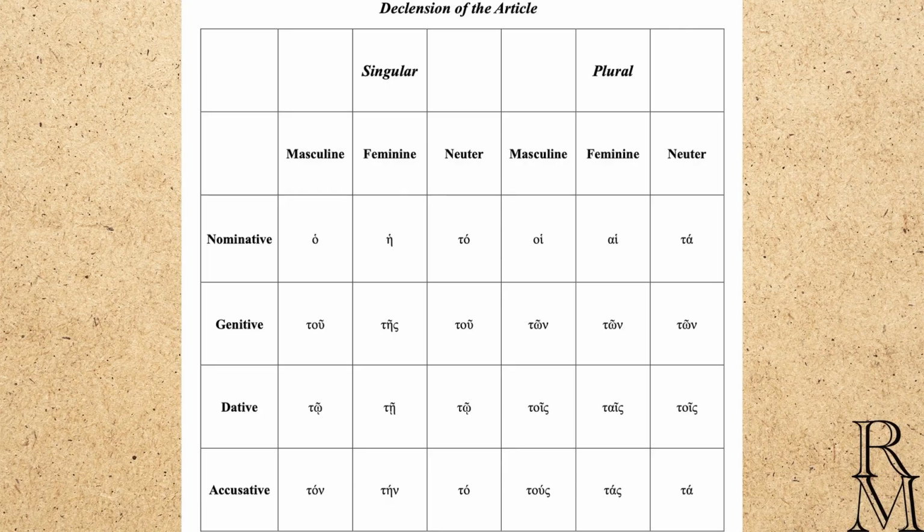Dative would be to, and notice in the dative singular, and if you'll notice back in your other charts, every one of these has that subscript iota under them, which easily marks anything as a dative singular. So you'd have to, te, to, tois, tais, tois. Your accusative would be ton, ten, to, tous, tas, and ta. 24 different ways to decline that definite article.